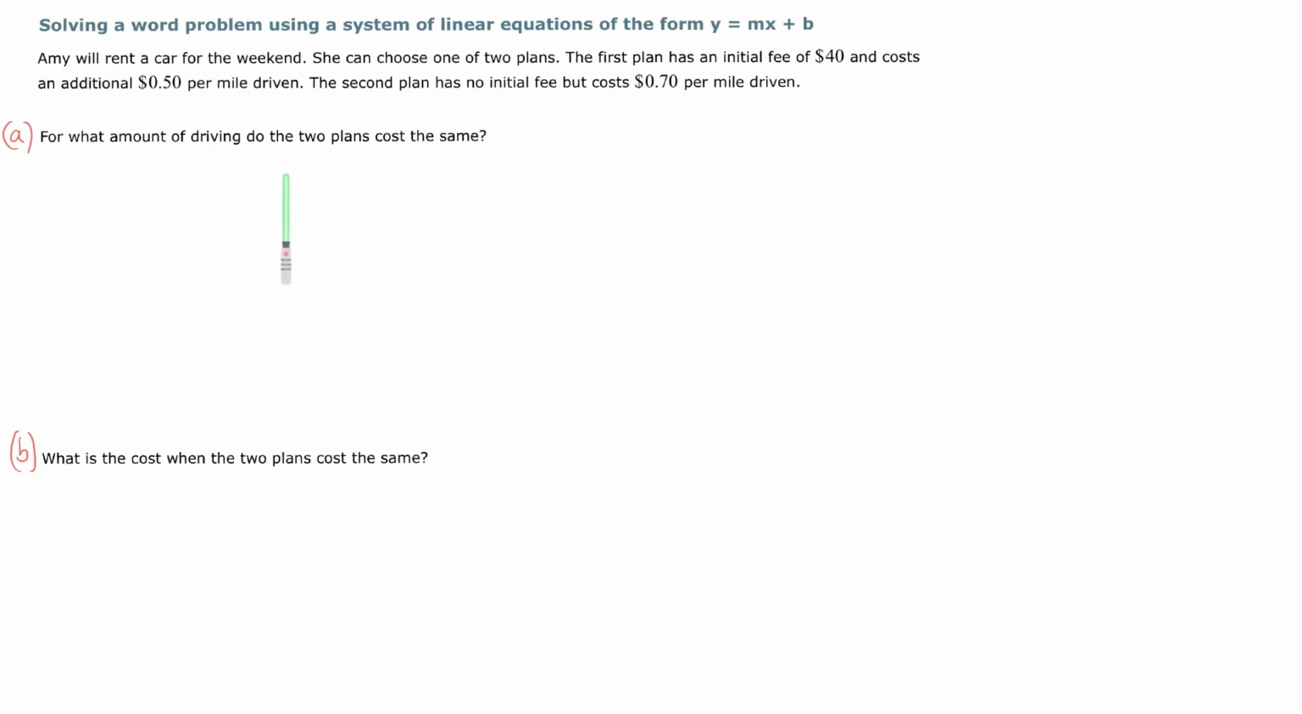For what amount of driving do the plans cost the same? What is the cost when the two plans cost the same? So these are two separate questions. And the first thing you want to do in any word problem is translate some of the words into a mathematical symbol. We certainly want to use a variable here. Why don't we use the cost? Let's use the words the cost of a plan.